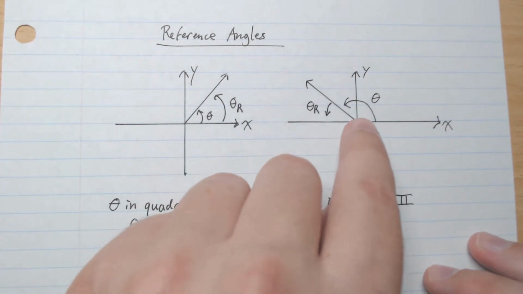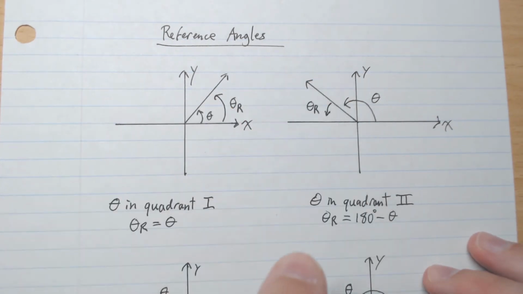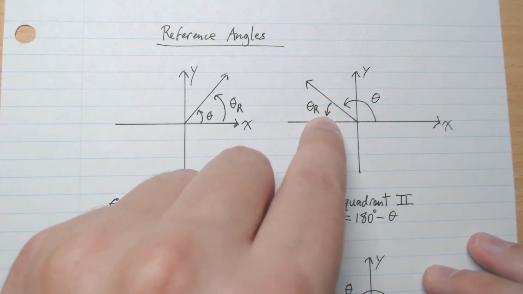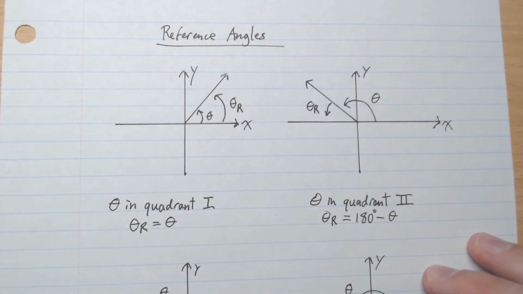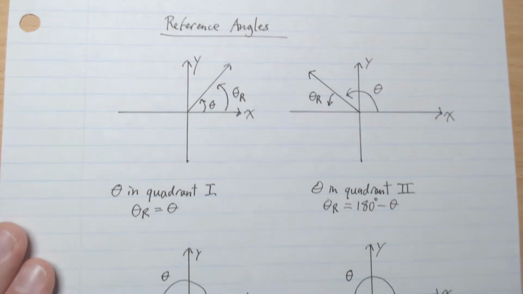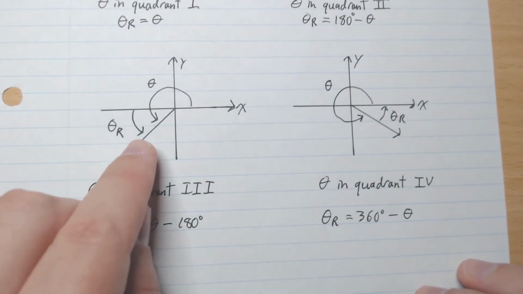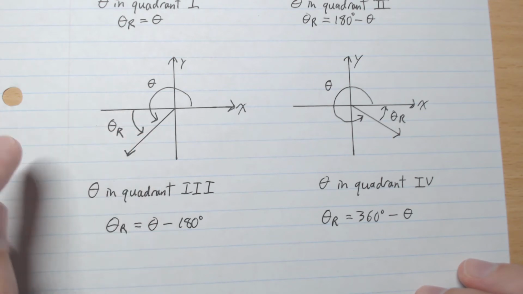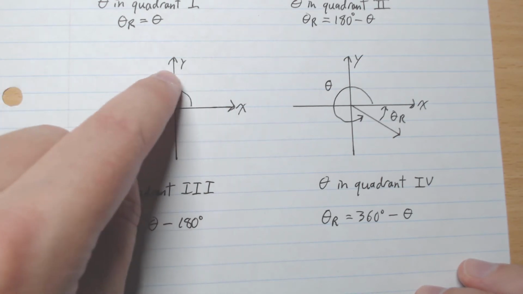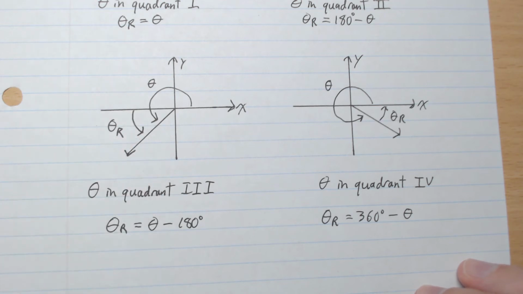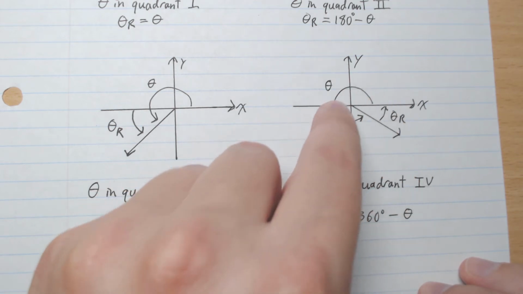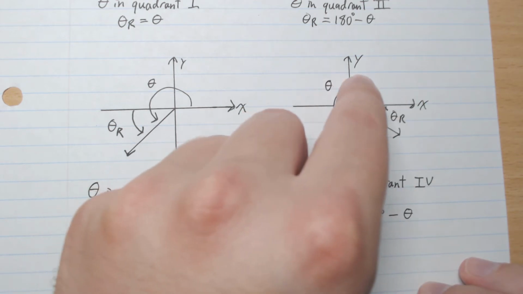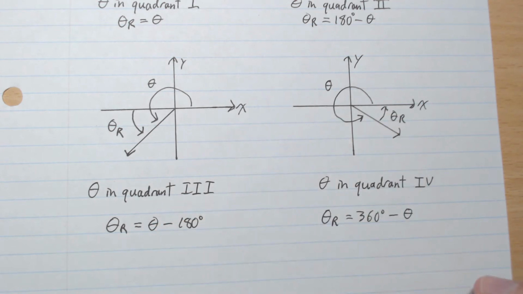In quadrant 2, if our terminal side is there, then the reference angle is this here, which is 180 minus theta. So that's what the reference angle is for quadrant 2. In quadrant 3, this is our reference angle, right? So we're going to do theta minus 180, which gives the reference angle like that. And for quadrant 4, our reference angle is right here. And so this is 360 minus theta that gives the reference angle like that.